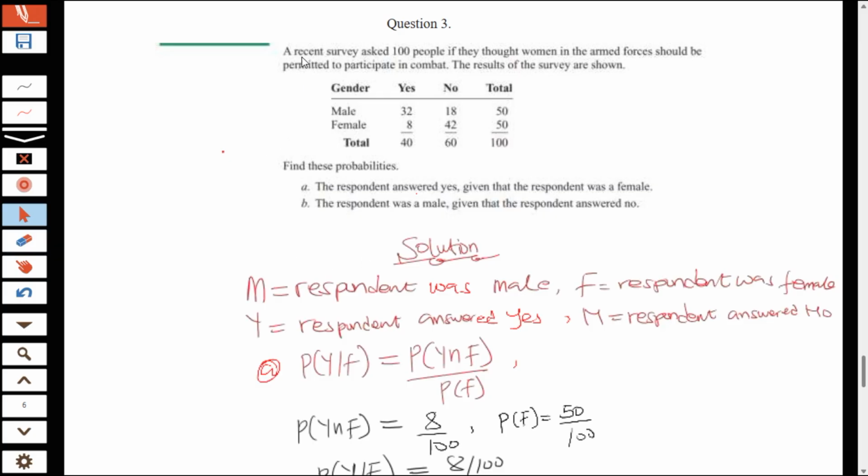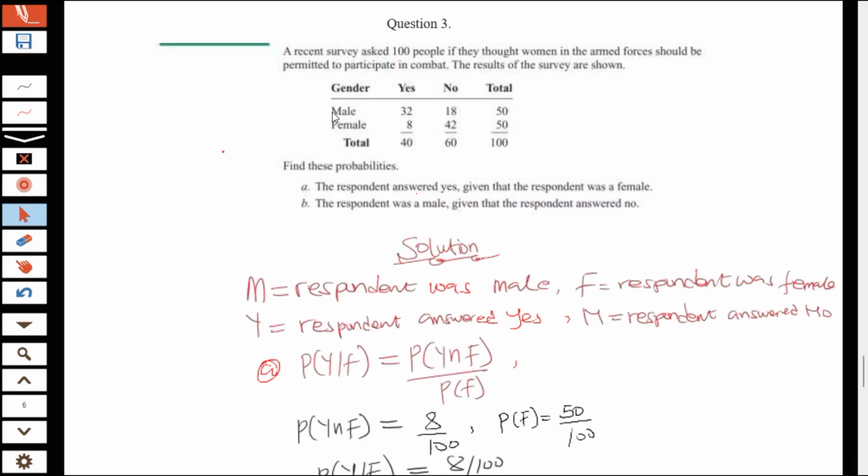Yes. So for our last question, this is our last question. It says, a recent survey asked 100 people if they thought women in the armed forces should be permitted to participate in combat. The results of the survey are shown. So here we have gender, male and female. We have yes, no. For yes, we have a total of 40 for male and female. No total is 60 for male and female.